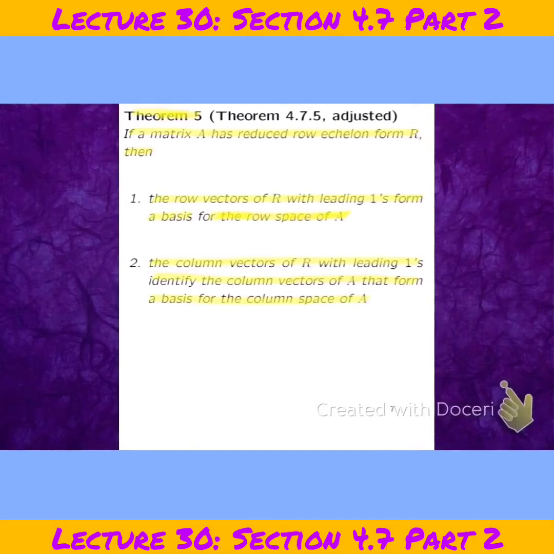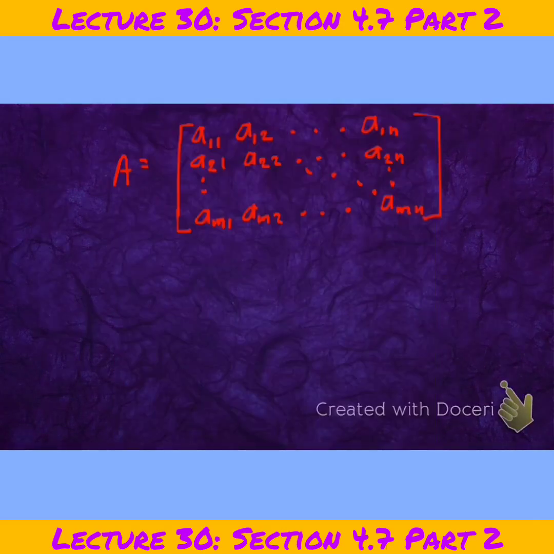And by the previous theorem, because R and A are row equivalent, the columns that correspond to the ones with the leading ones in R, those columns in A are going to form the basis for the column space of A. Okay, so I just want to illustrate the first part of Theorem 5 quickly with another example. Alright, so just to illustrate it again, go back to our previous example.